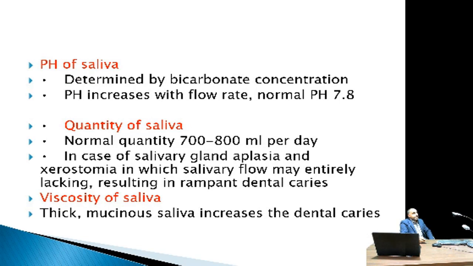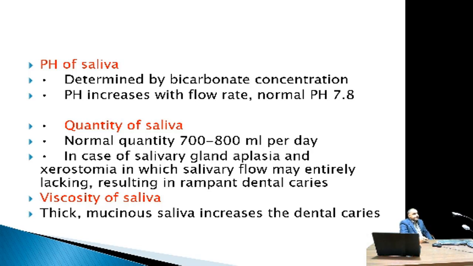The pH of saliva is determined by bicarbonate concentration. The pH increases with fluoride. Normal pH is 7.8. When the pH of the saliva decreases to 5, this is called the critical pH. It makes the oral cavity acidic and leads to the formation of dental caries.